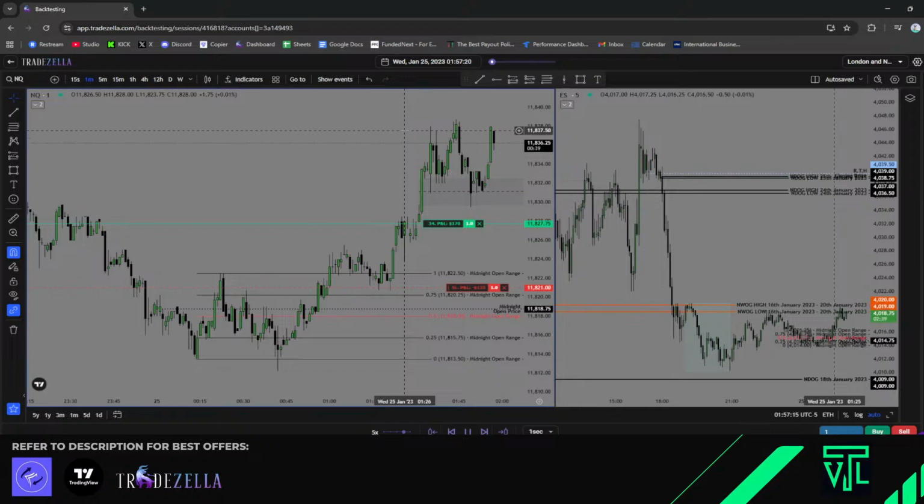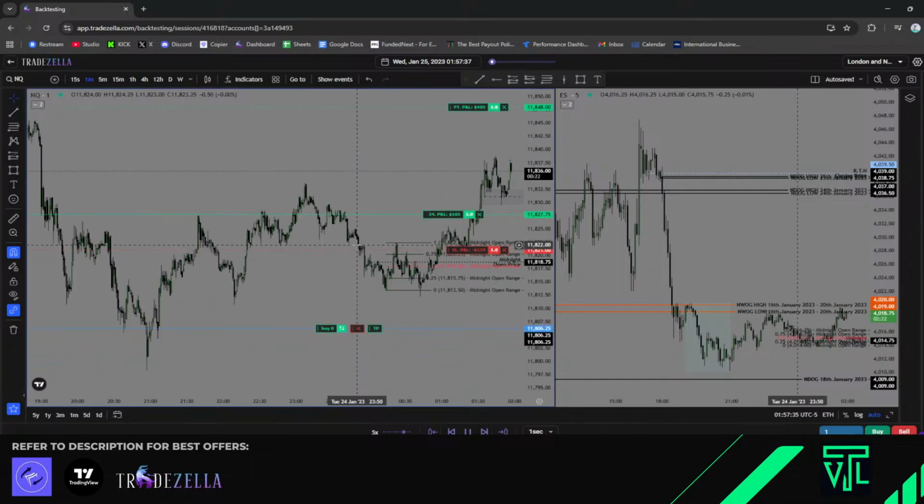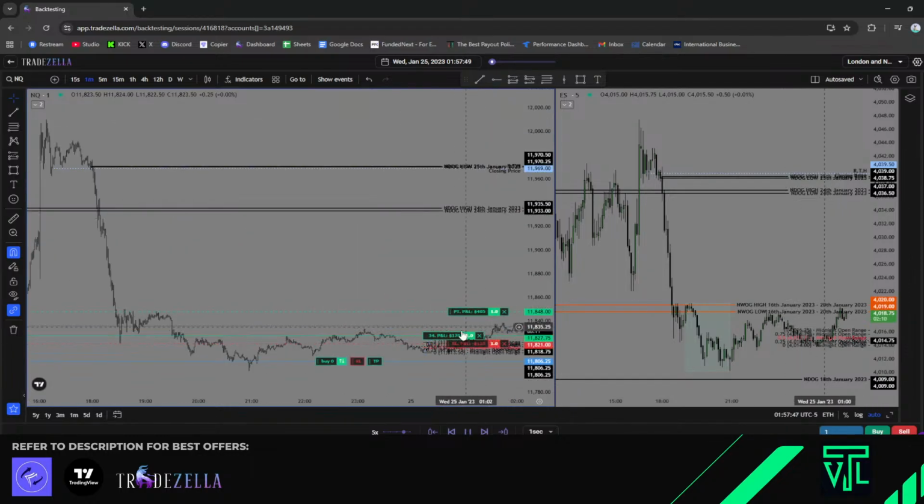When is the best time to trail your stop loss? So for example, if I had two contracts on here, I would take one off where my position is right now, and then I will take this a little higher.